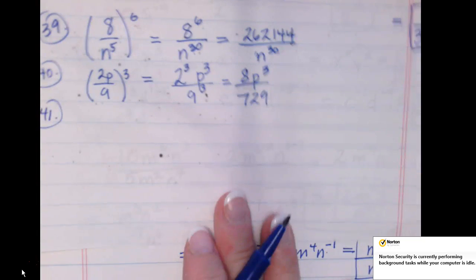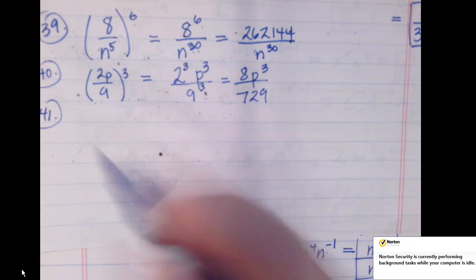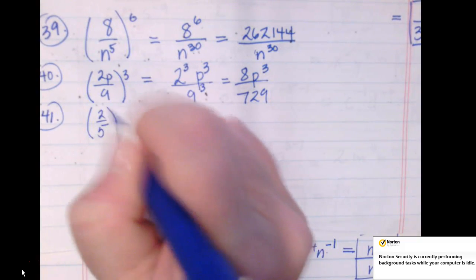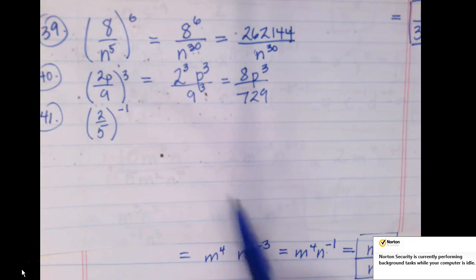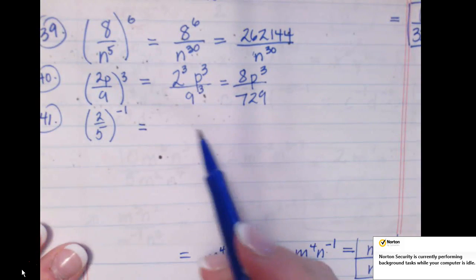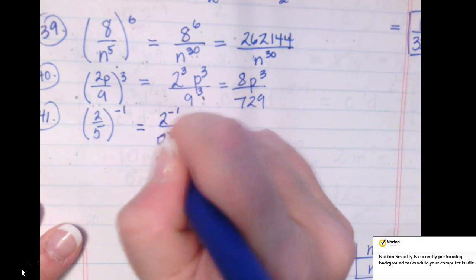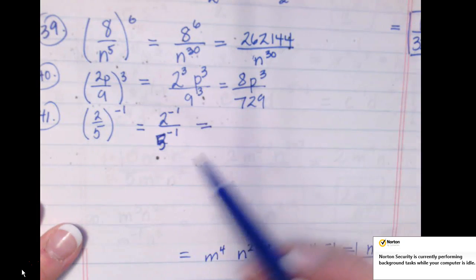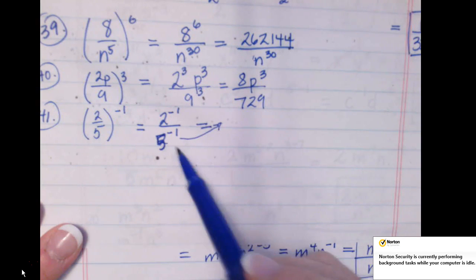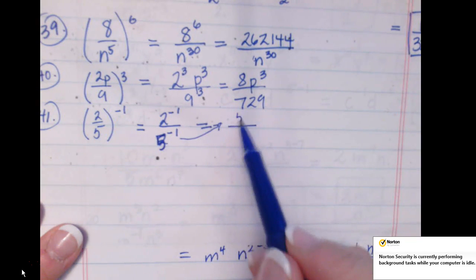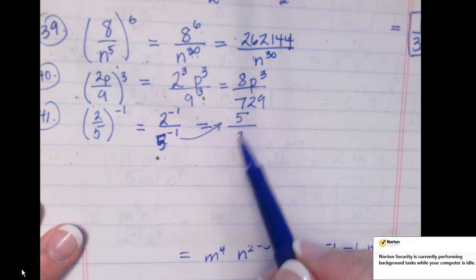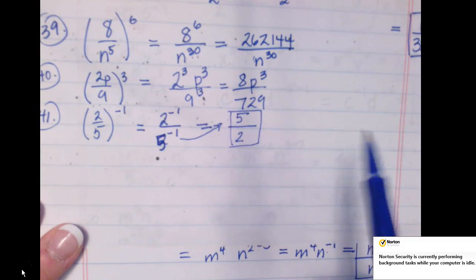In number 41, I've got 2/5 to the negative 1. And sometimes students might panic when they see that and not know what to do. So I'm just going to follow the same process I have for all the others and distribute my exponent. 2 to the negative 1 over 5 to the negative 1. And then I'm going to use my exponent properties to know that if something's in the denominator, it goes up to the numerator. If something's in the numerator, it goes down to the denominator. So that's it.